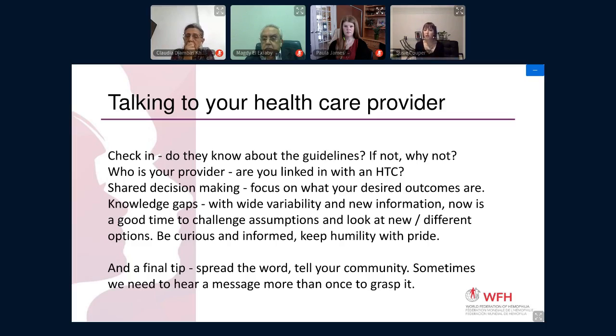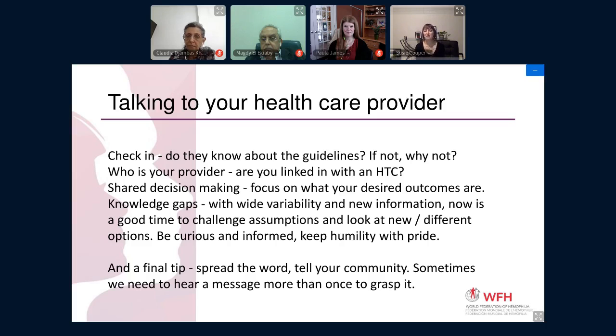There's going to be knowledge gaps. There's wide variability and there's lots of new information. And now's a good time to challenge assumptions and look at new and different options. Be curious, be informed, but keep some humility with your pride as well. And we're all learning. Sometimes as patients, we teach our healthcare professionals because we're our best experts. And sometimes they teach us. So be humble with your assertiveness and remember that your healthcare professionals, they're people too.